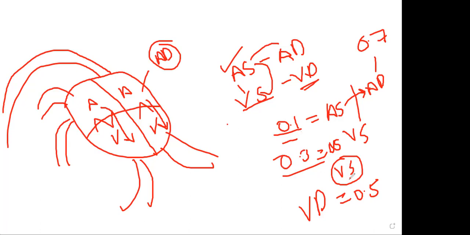0.1, 0.3, 0.8. Correct? 0.1 second, 0.7 seconds, so 0.8 seconds. It means one heartbeat will take 0.8 seconds, so in 1 minute, 60 divided by 0.8, we will have about 75 heartbeats.